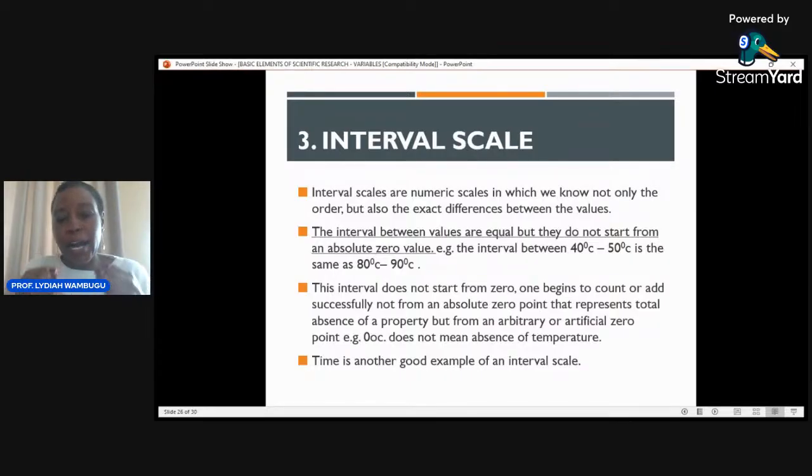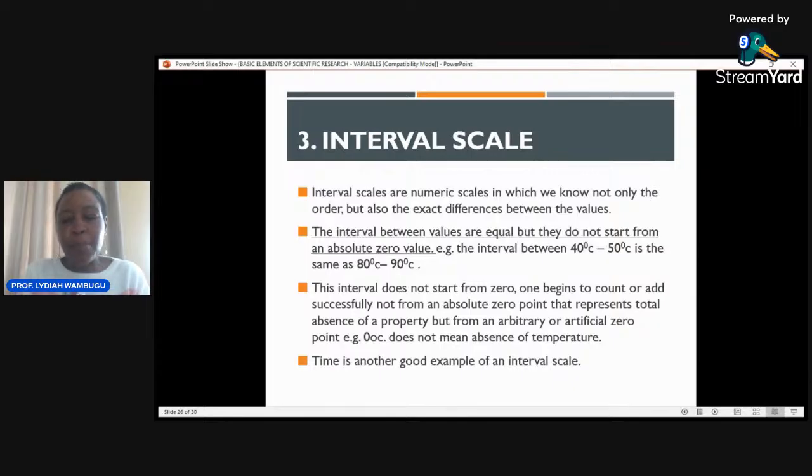Now, let me first explain this point. Interval scales are numerical. We know the differences between the values. They are equal. It is not like the one we have in the categorical, but it does not start from an absolute zero. Please note that. The word absolute means total absence of the property.